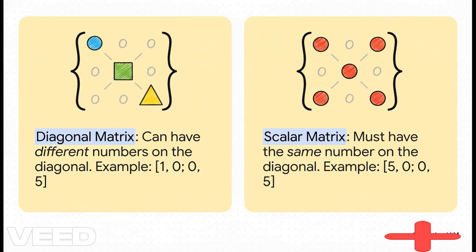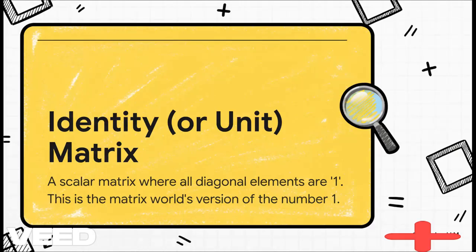So here's the key takeaway. Every scalar matrix is a diagonal matrix, but not all diagonal matrices are scalar. And finally, we have the star of the show, the big one, the identity matrix. This one is a huge deal. It's a scalar matrix where all the diagonal numbers are just the number 1.